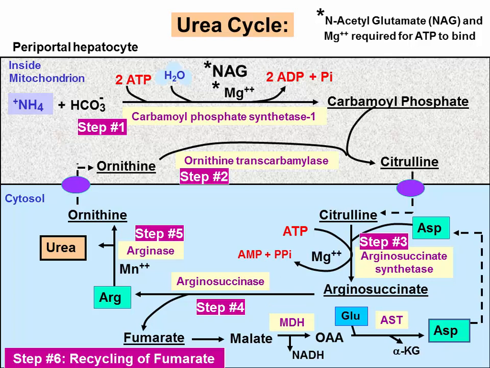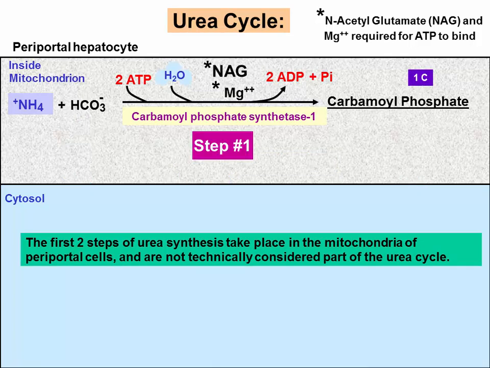Step number 8 is the recycling of fumarate. We're going to talk about each of these steps in turn. Okay, so step number 1. Important point: CPS1. I want you to know what that stands for because it helps you know what it makes. Don't just learn it as CPS1, learn it as carbamyl phosphate synthetase, because then you know it's making carbamyl phosphate. A very important point is that it cleaves 2 ATP equivalents at the first step.